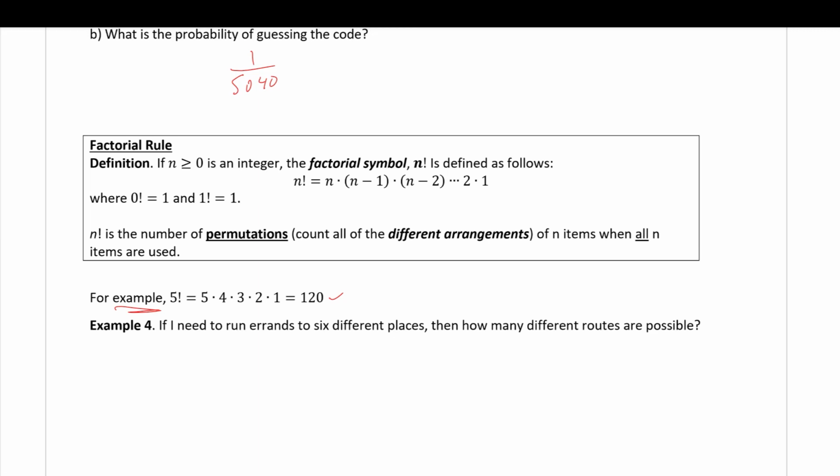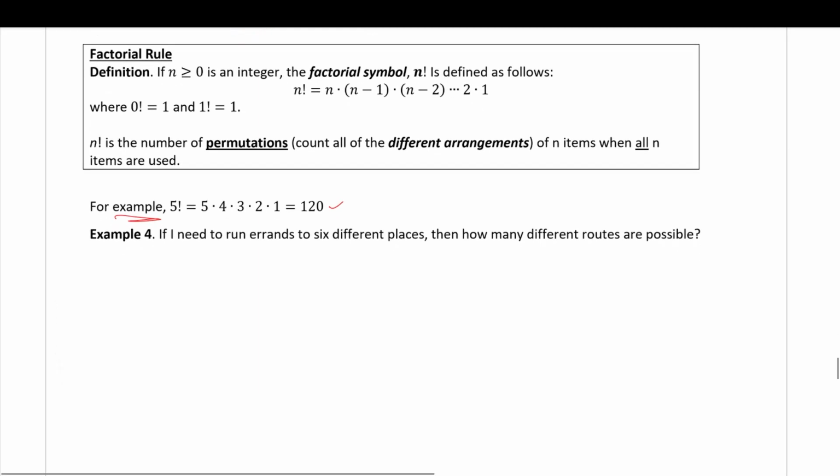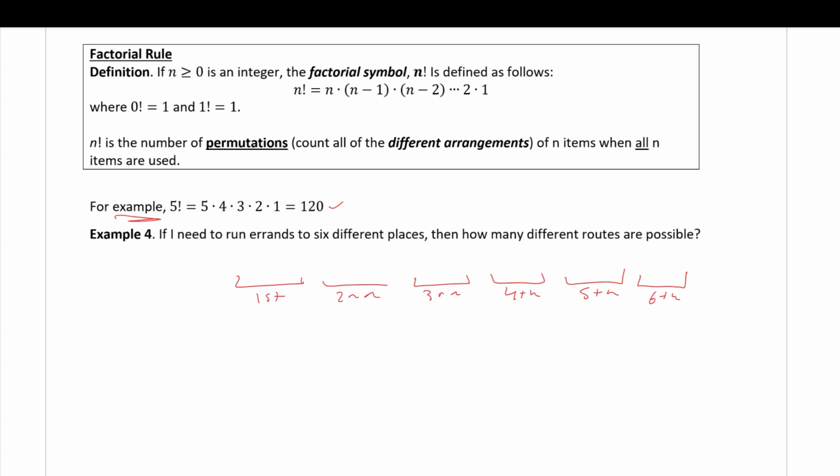Example 4. If I need to run errands to 6 different places, how many different routes are possible? Well, if we have to run errands, you typically don't have to go to the same place twice, right? And if you have to go to 6 places, we're making 6 decisions, right? Where to go first, where to go second, where to go third, fourth, fifth, and sixth. You have 6 places to go to. On your first decision, you have 6 choices, right?